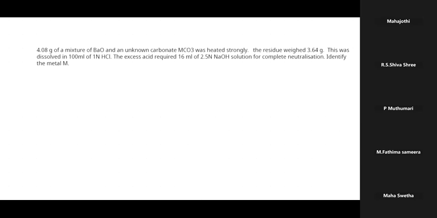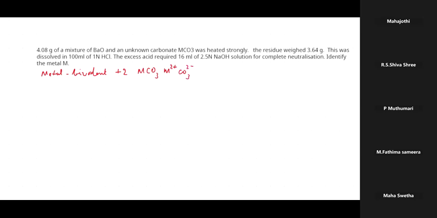Now, the metal that is taken is bivalent. That is the first idea. It is in the +2 oxidation state because the molecular formula given is MCO3. So metal is in 2+ oxidation state and the carbonate ion is in 2- oxidation state. This is the first idea.